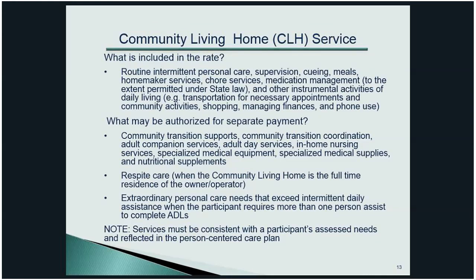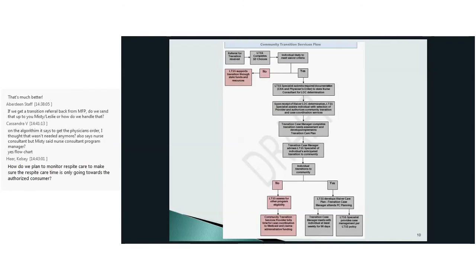We do have a question here. On the algorithm, it says to get the physician's order. I thought that wasn't needed anymore. Also says nurse consultant, but Misty said nurse consultant program manager. Are you talking about the flow chart? Is that what you mean by algorithm? Yeah, I'm thinking that's probably what you're talking about. Like I mentioned, this was something, yes, the flow chart. In looking at this again, it does look like there may need to be a couple of updates, so we will work on those and get them out.